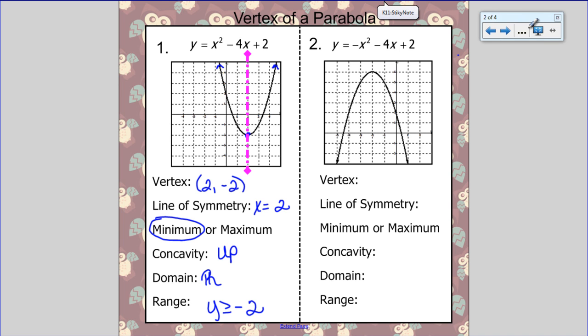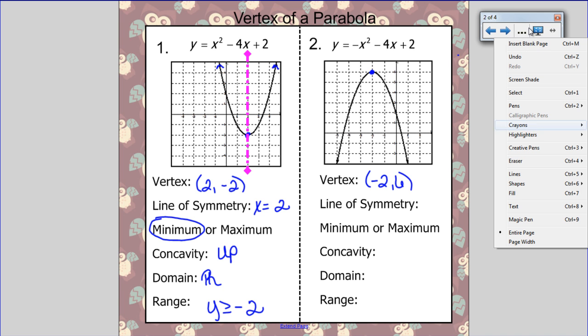So here's this second one. The second one is the same exact problem, except all I did was I took the equation and made it -x squared minus 4x plus 2. And so when I made it -x squared, it has now flipped my parabola upside down. It's now backwards. So here's my vertex right here at this point. And if I go to write down that ordered pair, it looks like it's at (-2, 6).